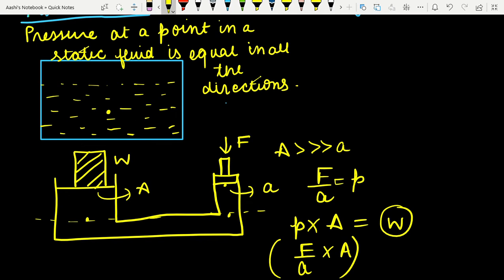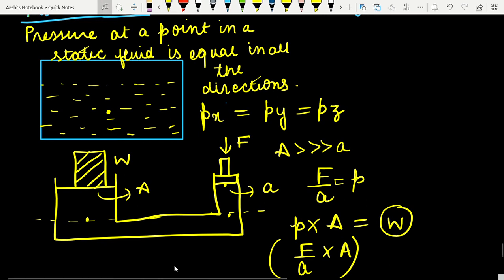So what does it say? In a static fluid, pressure at a particular point will be transmitted equally in all the directions. That is Pascal's law. Now, quickly we will move on. Note down that pressure at a particular point is the same in all the directions. Suppose I am talking in the Cartesian coordinate system: in the x direction, y direction and z direction, pressure will be transmitted equally. That is what I am trying to say.